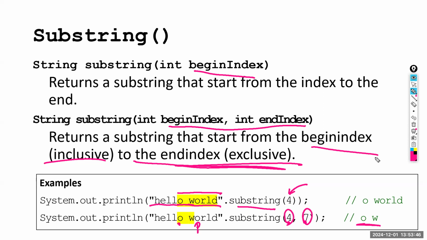In substring methods, if you have two parameters, the first one is inclusive, the second one is exclusive. Okay, right. So that is something that you need to remember, because examiners check whether you know these things.